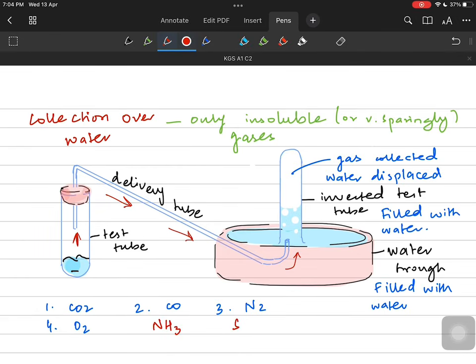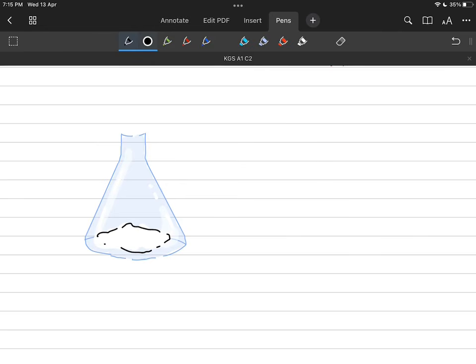It doesn't work for ammonia. It doesn't work for SO2. It doesn't work for chlorine or hydrogen chloride, because these gases are soluble in water. So you can never collect these gases on top of water, because they won't be collected. They would dissolve in the water. You will get a solution of these gases, not the collection.